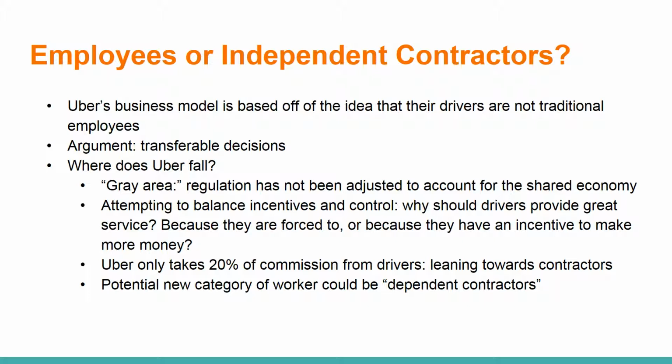An example would be what kind of car the Uber driver uses. If these decisions are controlled by Uber, then it is a traditional business. If the decisions are controlled by the drivers, then the firm is operating as a platform. So where does Uber fall? There's really a gray area.